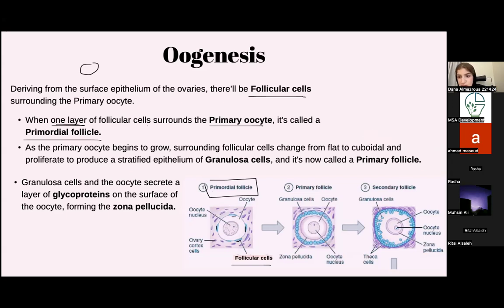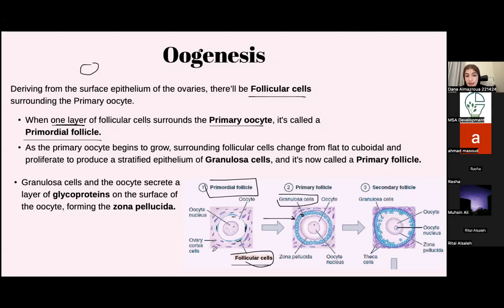Someone is asking: it's the oocyte plus the follicular cells, these blue flat cells. This whole thing is called a primordial follicle when it's flat cells. Now, as the primary oocyte begins to grow, the follicular cells change from these flat cells to more cuboidal cells. They start proliferating. When they are cuboidal and no longer flat, they're the same cells. Nothing changed. Instead of being flat, they start proliferating and becoming more cuboidal. Now we call them granulosa cells.